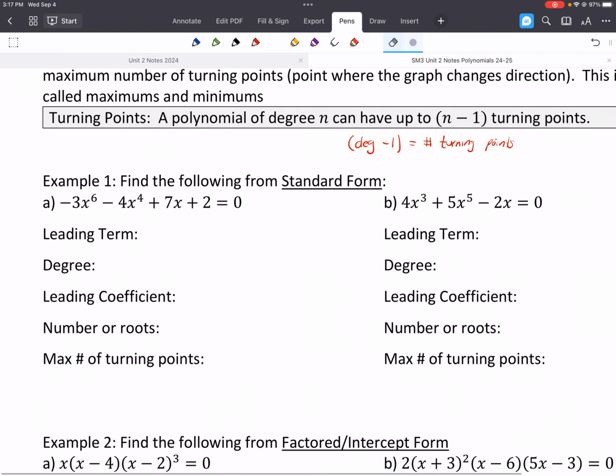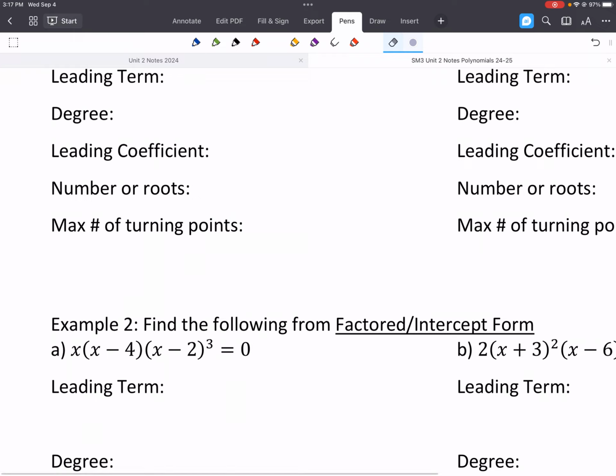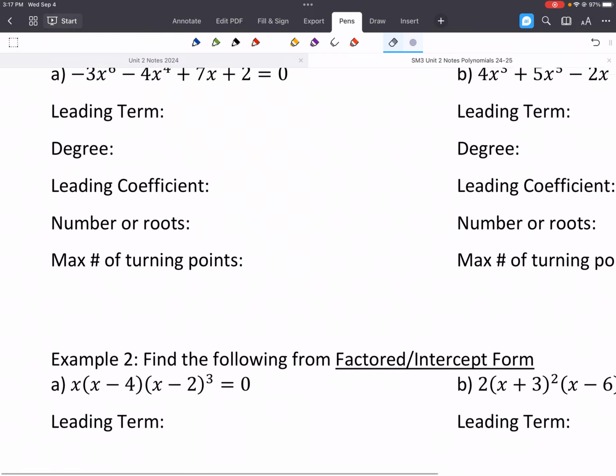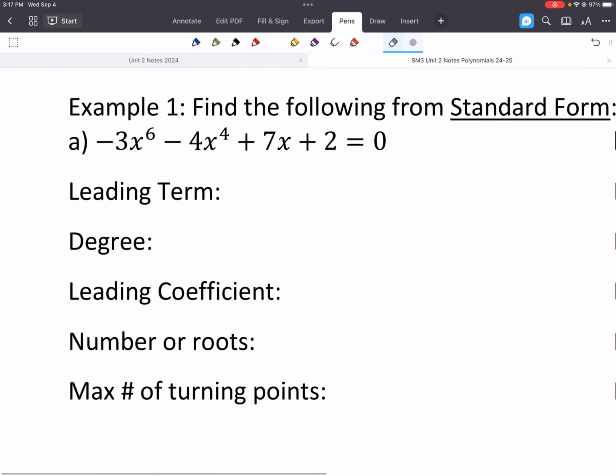Okay, let's see if we can answer some of these questions now. You're going to see problems in standard form, in factored form, and also from a graph. Let's go through all of these. Standard form, I think, is the easiest so far. We're not going to get into finding the x-intercepts, but we'll get into that later. Here we're just going to focus on these few topics. First off, leading term.